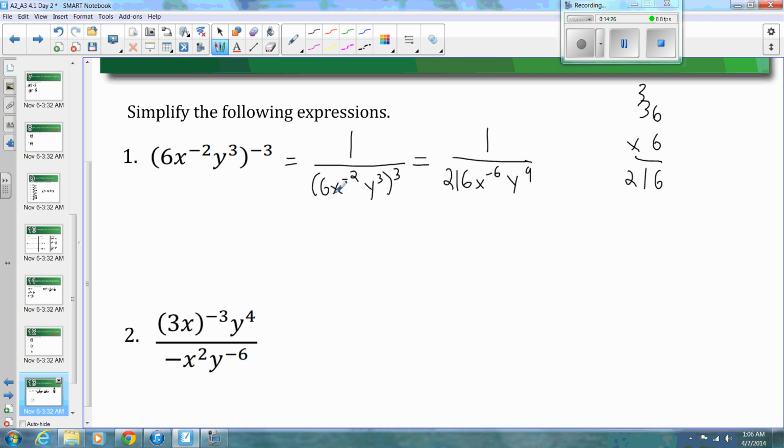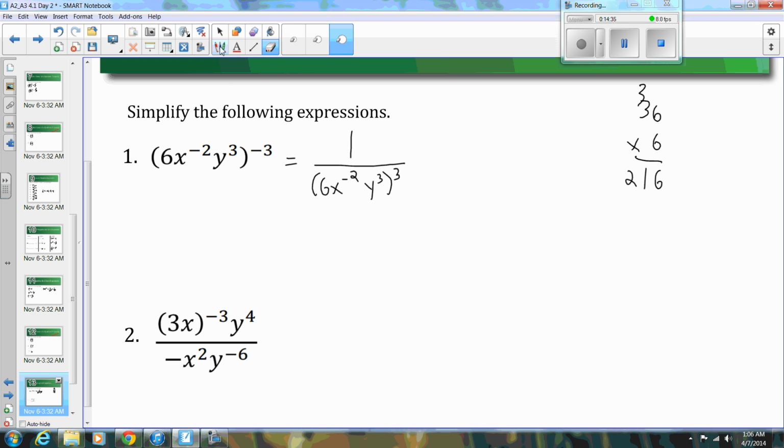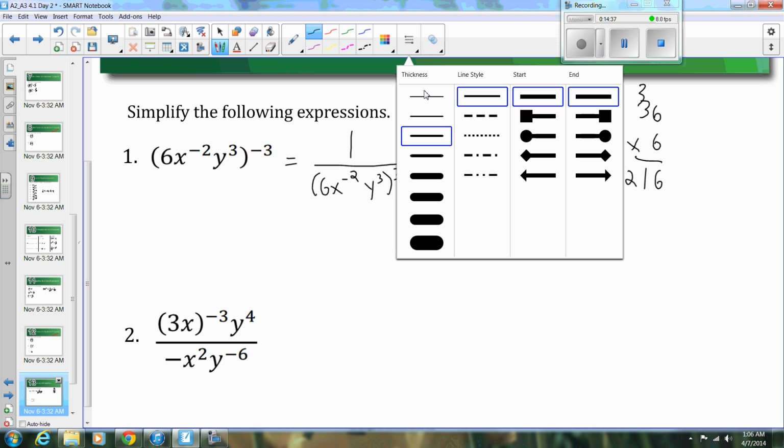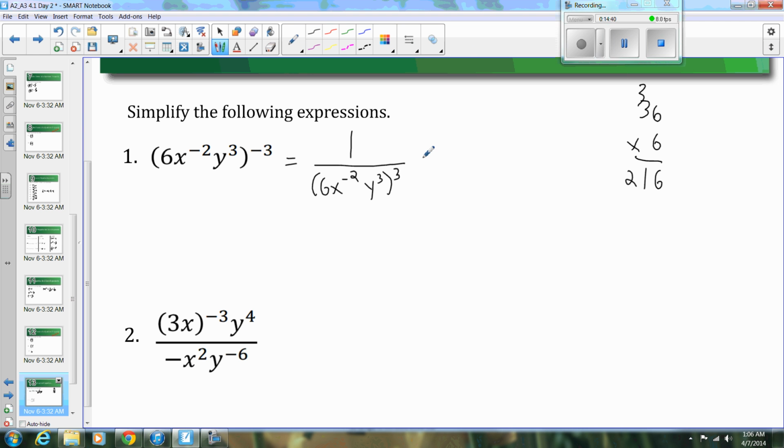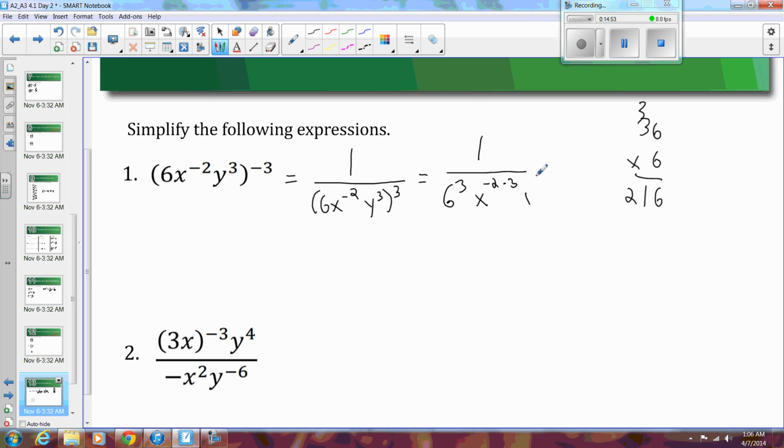In fact, just for clarity, let me write the intermediary step here. I want to make sure that everybody has this in a very solid way. So let's just be clear. I still have 1 in the numerator. What is this? This is 6 cubed, and then x to the negative 2 times 3, because this is the power to a power exponent rule that I'm dealing with, and then y to the third power times 3, right? Because this is also power to a power. So I just want to be very clear about what I did there.